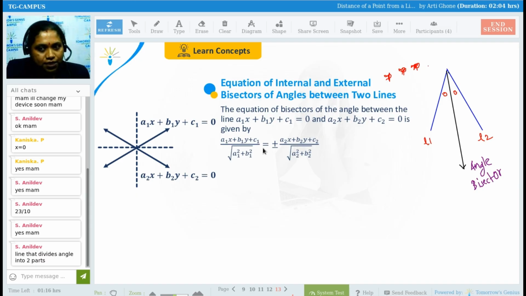The equation of the bisectors of the angle between the lines a1x + b1y + c1 = 0 and a2x + b2y + c2 = 0 is given by a1x + b1y + c1 equated to the other expression. One time you are supposed to take it plus, one time minus. See how it will work. This is the line a1x + b1y + c1 = 0, and this is the line a2x + b2y + c2 = 0.